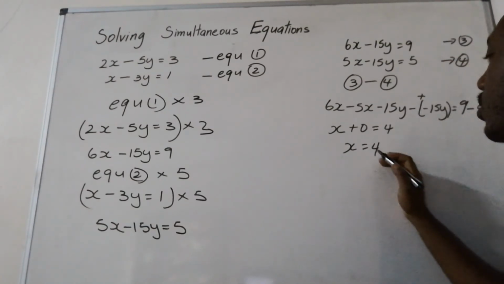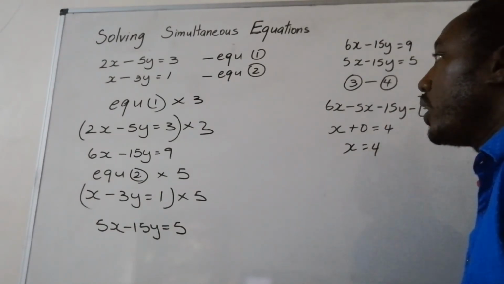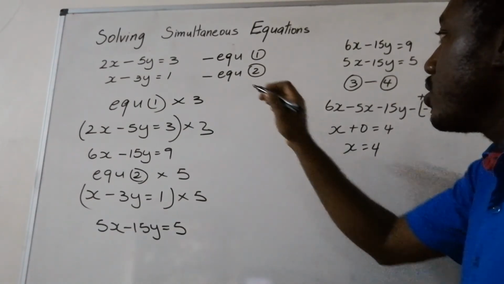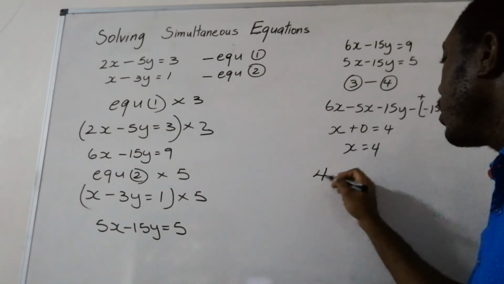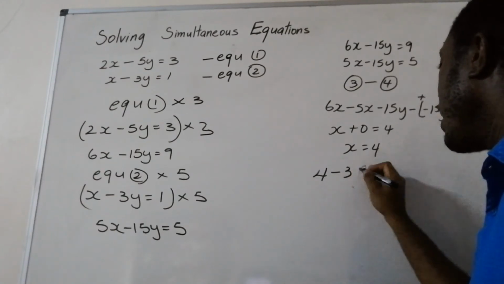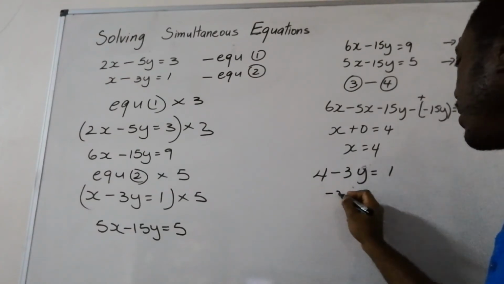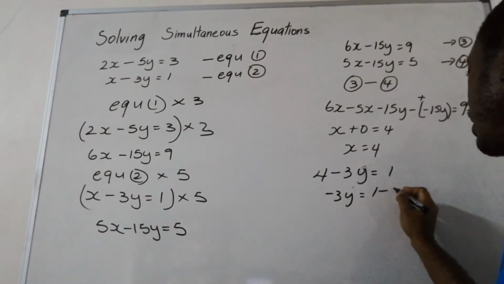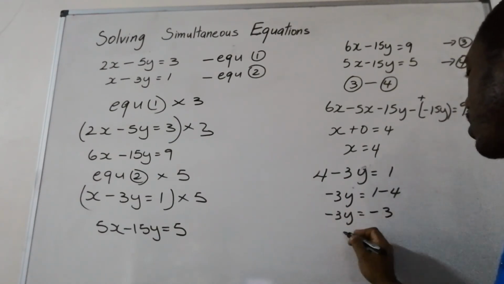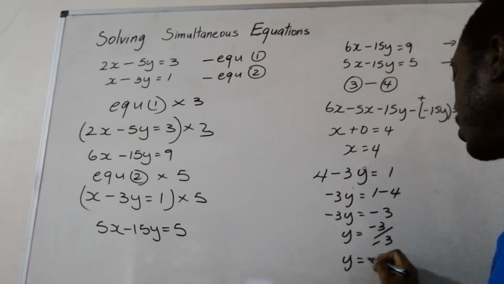So now what we could do is substitute our x into one of the equations, right? So knowing that x is 4, let's substitute it in equation 2. 4 minus 3 times y, 3y is equal to 1. So taking our 4 over, we will have minus 3y is equal to 1 take 4. Minus 3y is equal to minus 3. So y is equal to minus 3 over minus 3. y is equal to 1.